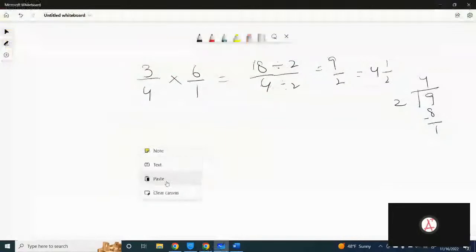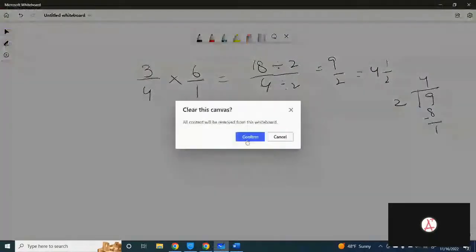Let me just explain again. Just listen to me carefully. Basically, you have to do 3 by 4 times 6. Got it? So 6 doesn't have any denominator. That means it has the denominator 1. You don't understand the question.